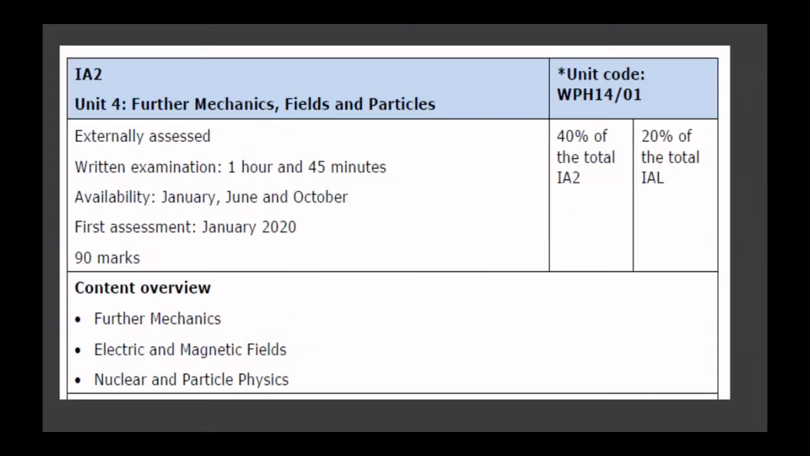Unit 4 is the first unit of IA2 level. It is for mechanics, fields and particles. This unit is assessed for 1 hour 45 minutes and the maximum marks for this paper is 90. The three major topics that are covered in this unit are further mechanics, electric and magnetic fields, nuclear and particle physics. Out of this 90 marks, a minimum of 36 marks is allocated for calculation, and it's one of the scoring papers.